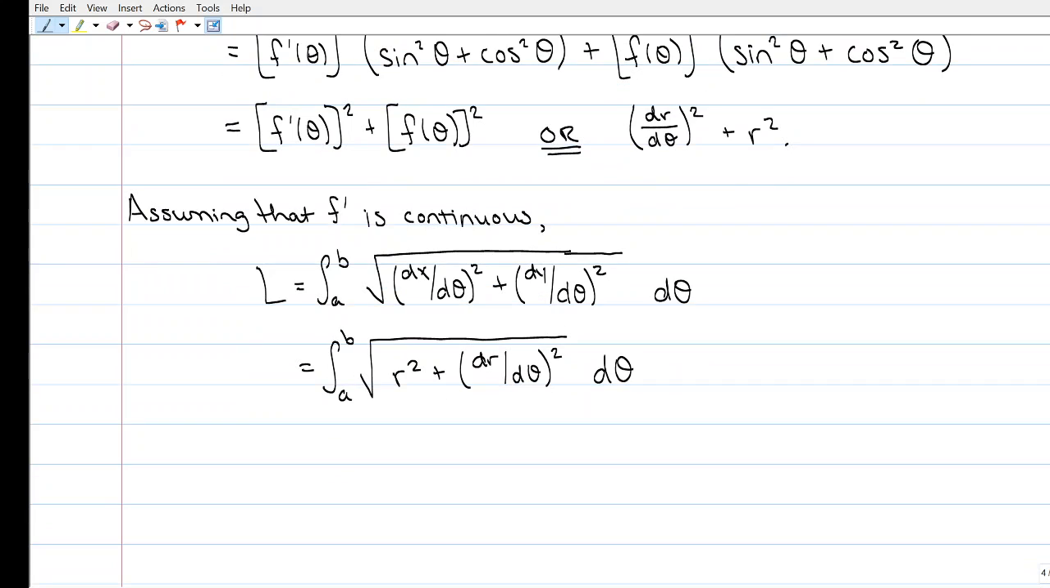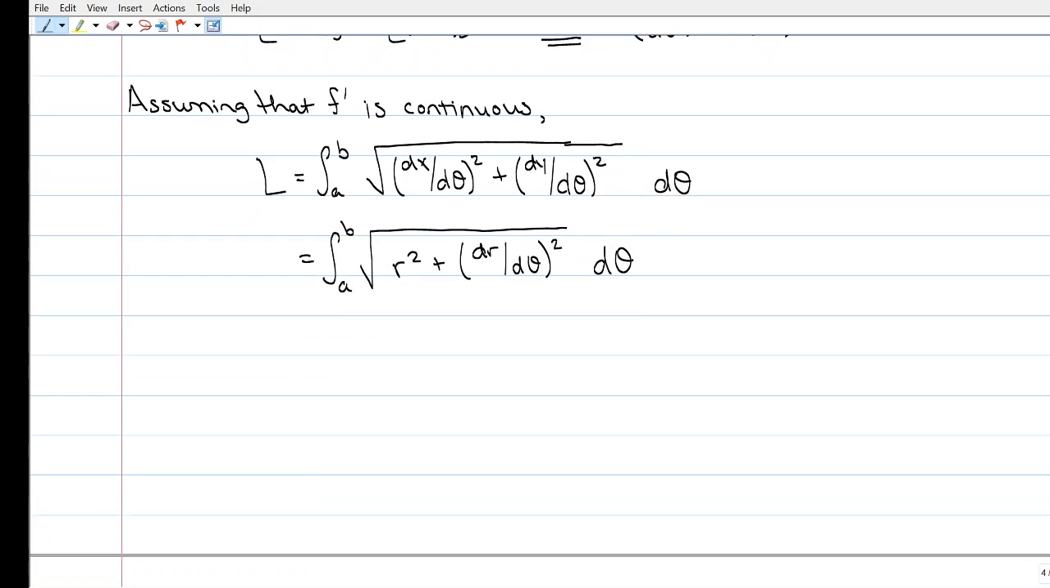Assuming that f prime is continuous, the arc length L is equal to the integral from a to b of the square root of the quantity dx d theta squared plus dy d theta squared, d theta, which we can replace by r squared plus dr d theta quantity squared. So the arc length L is equal to the integral from a to b of the square root of the quantity r squared plus dr d theta squared, d theta.